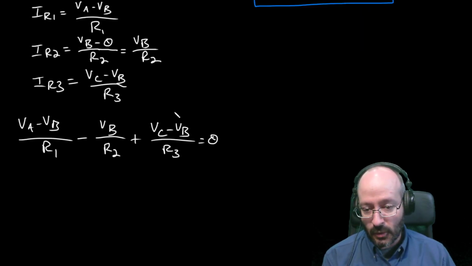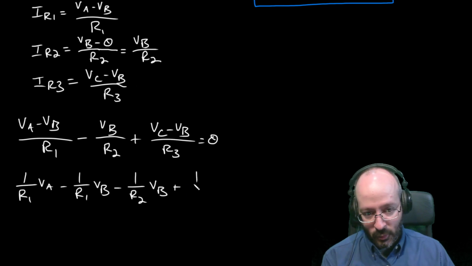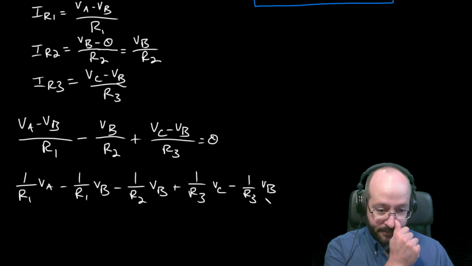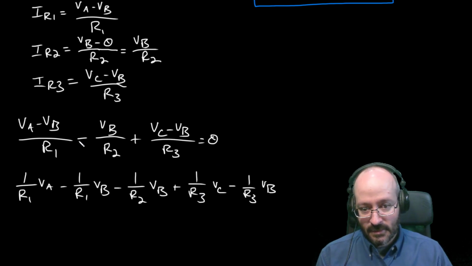Okay, so we're going to break up the fractions. I'll do this in a few steps just so we don't get lost. 1 over R1 in front of VA minus 1 over R1 in front of VB, minus 1 over R2 in front of VB plus 1 over R3 in front of VC minus 1 over R3 in front of VB. Okay, just double check myself, and that's equal to 0.